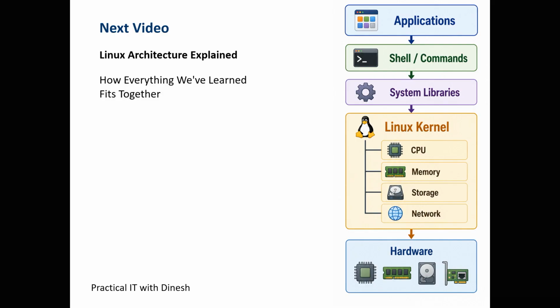We have now learned about Linux files, permissions, users, processes, services, networking, SSH, logs, cron, bash scripting, and storage. But how do all these pieces actually work together? That's what we will explore in the final lesson of this Linux Fundamentals series, Linux Architecture. We will look at the shell, system libraries, Linux kernel, hardware, memory, CPU, storage, and networking, and connect them to the commands we have been using throughout this series.